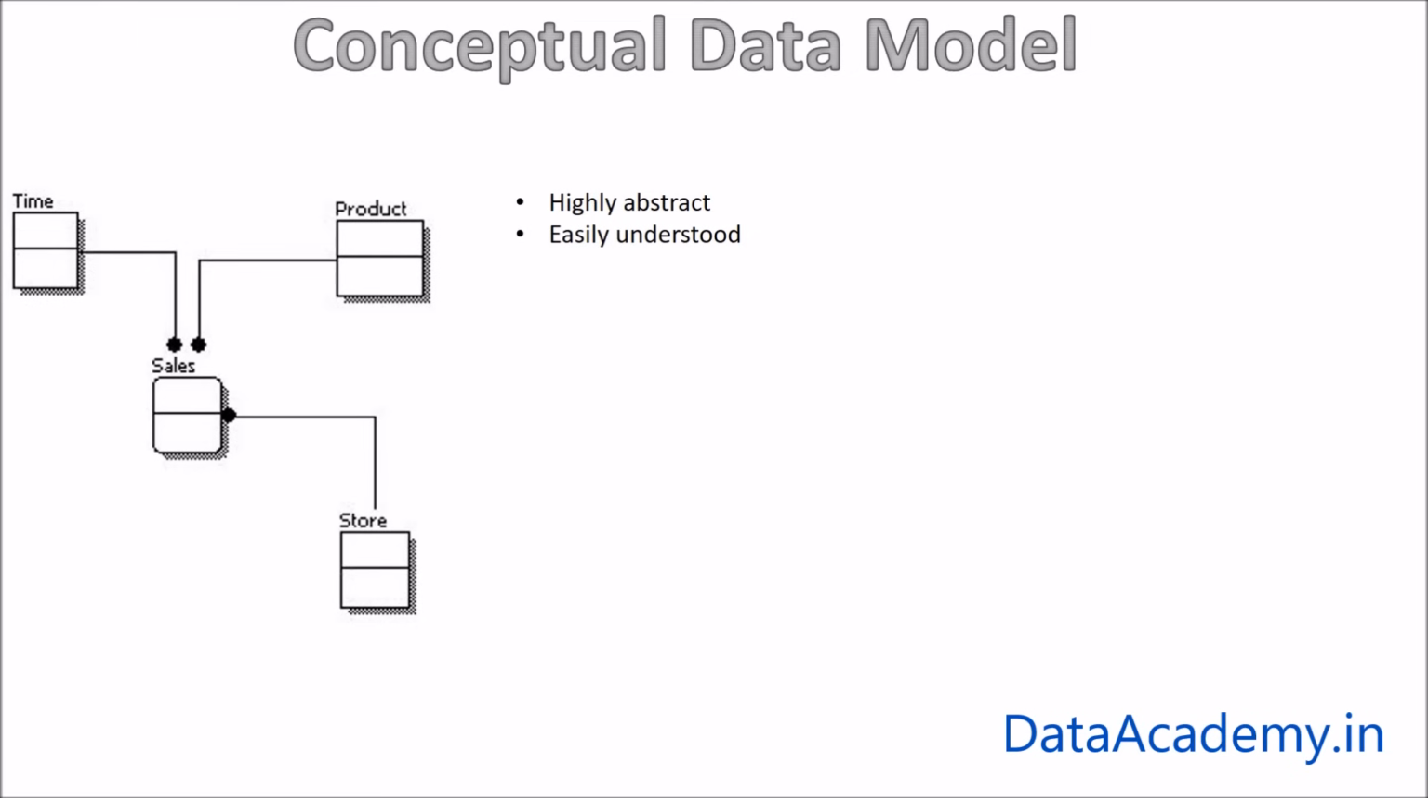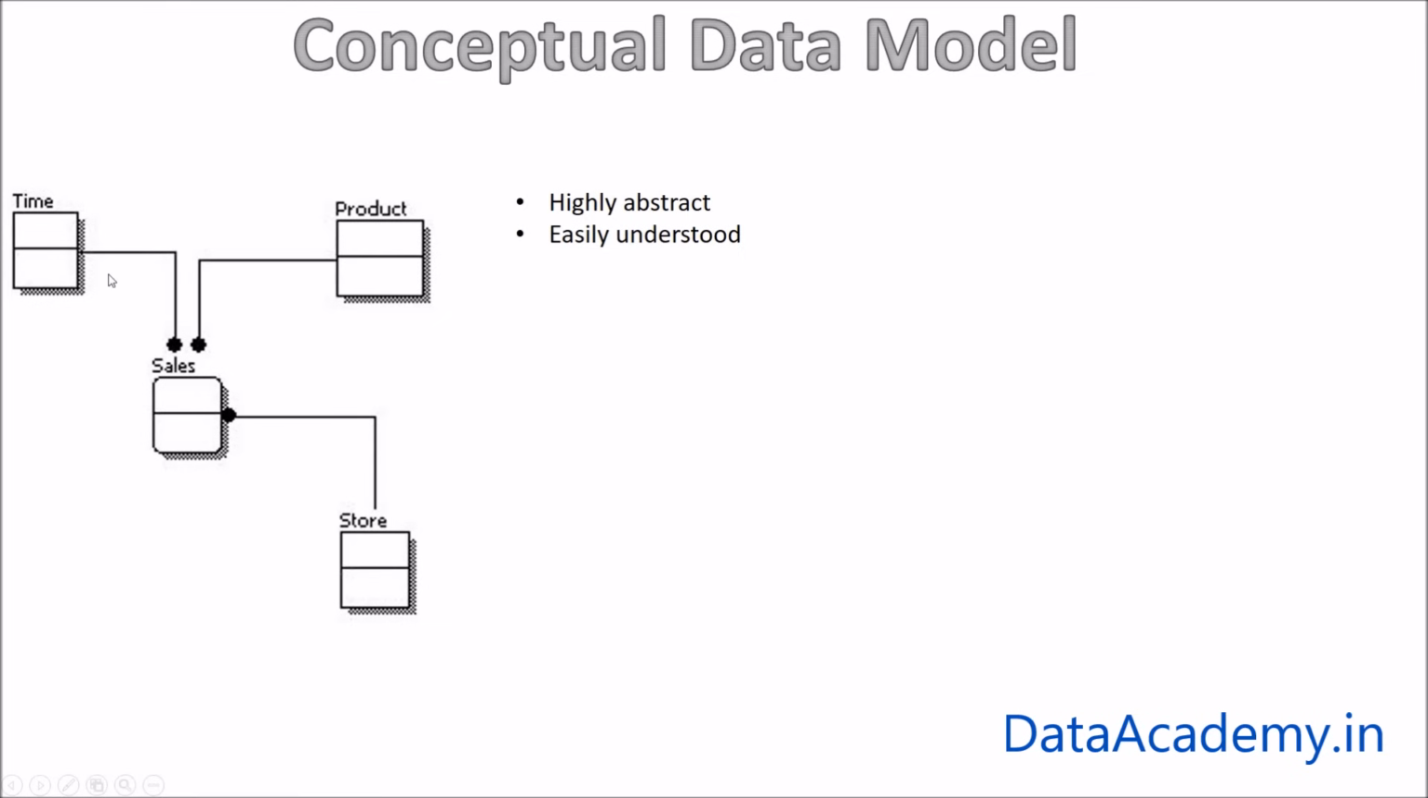So, what are some of the attributes of a conceptual data model? First, it is highly abstract. When we say abstract, we refer to the fact that we do not have too much detail, right? It is at a very high level. Hence, we call it highly abstract. It is easily understood. So whether the user is a technical or a non-technical person, it's easy for anyone to understand what this model is about.